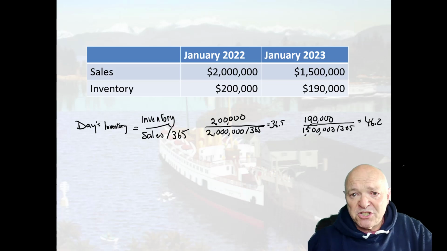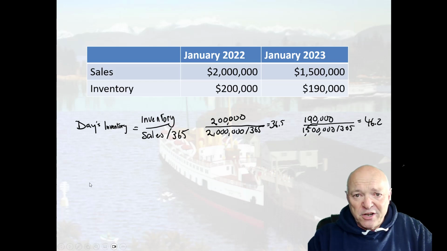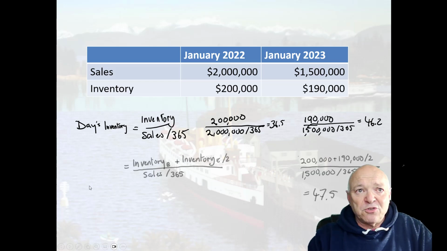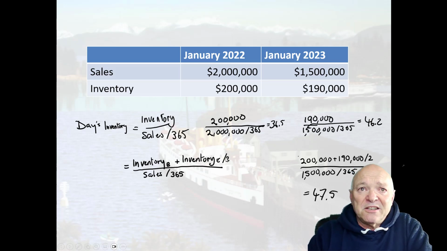Our result is actually a little bit worse than the one that we reported the other way. It says our inventory has increased by more like 11.5 days. And that's a serious problem if we're talking about a company with hundreds of thousands in inventory. That's an awful lot more inventory that we have to finance.